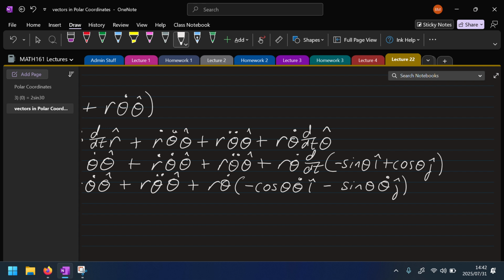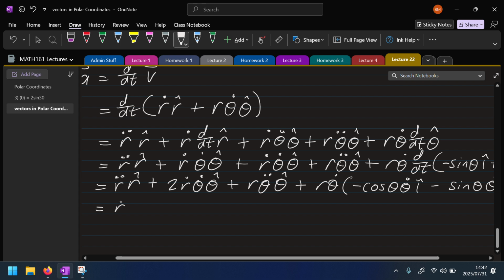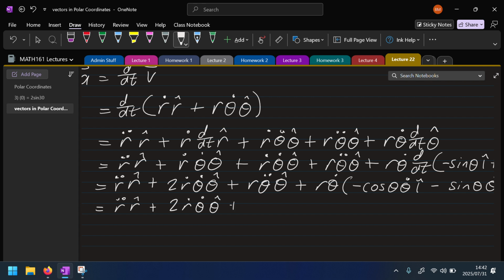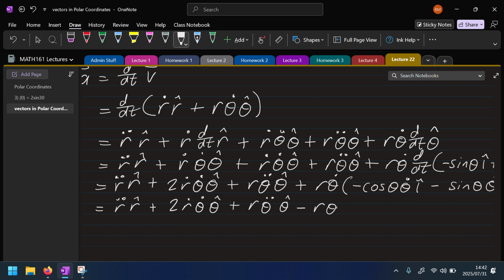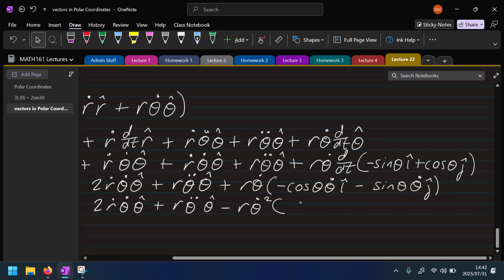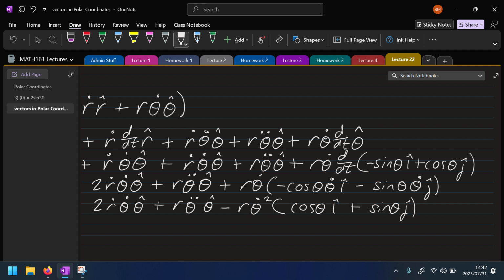Now for that last bracket over there, the minus theta dot, we can take that out. So we end up with r double dot r hat plus 2 r dot theta dot theta hat plus r theta double dot theta hat. That's going to be a minus. So the minus theta dot we're going to take out. So it will be minus r theta dot squared. And what we're left with is just the cos theta i hat and the sine theta j hat. That's left over. But cos theta i hat plus sine theta j hat, that's just r hat.